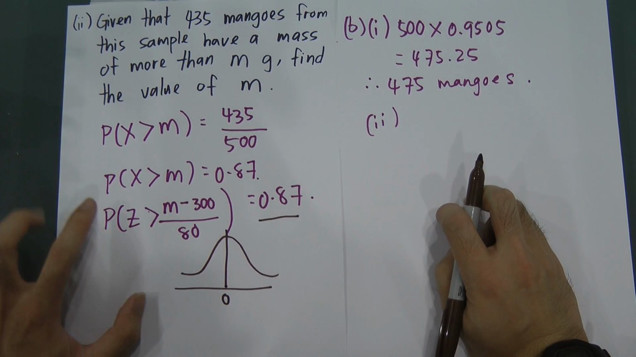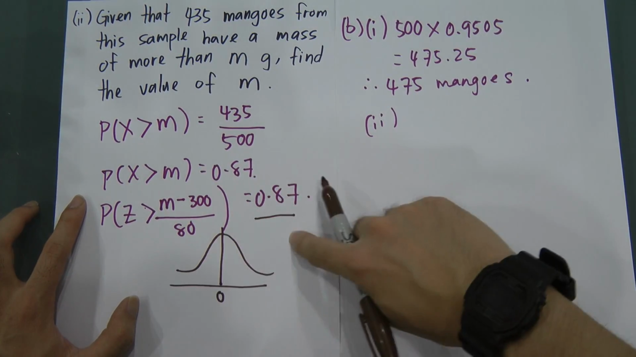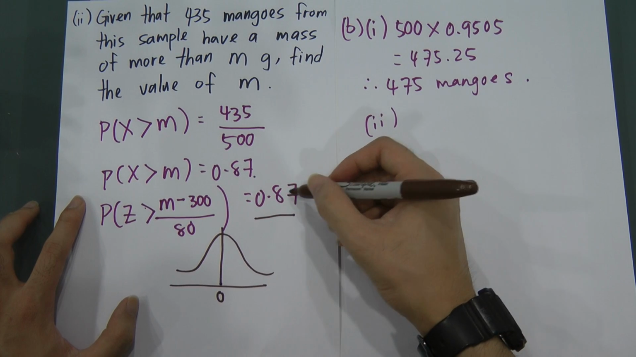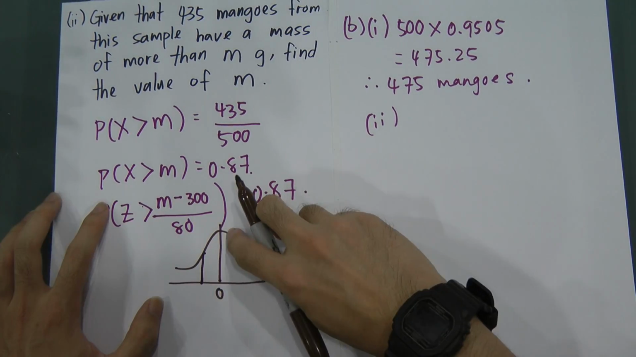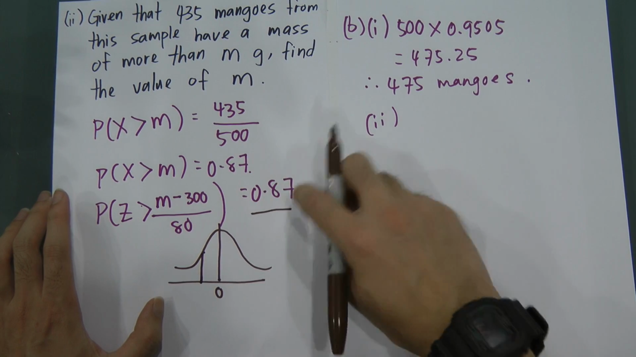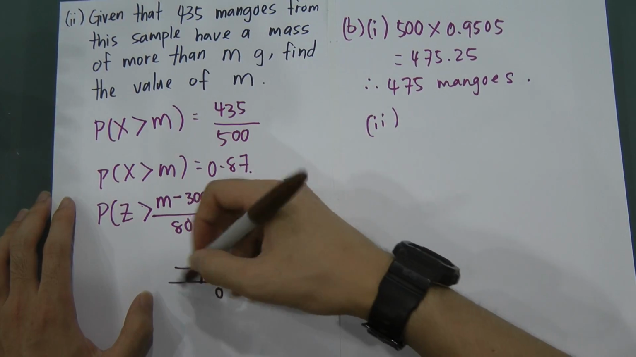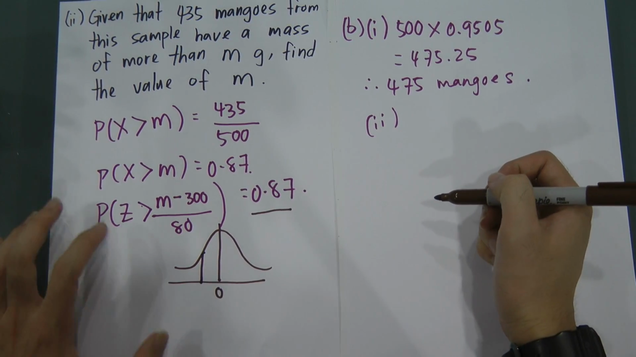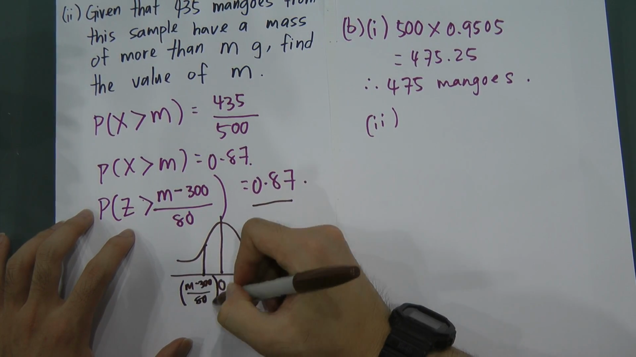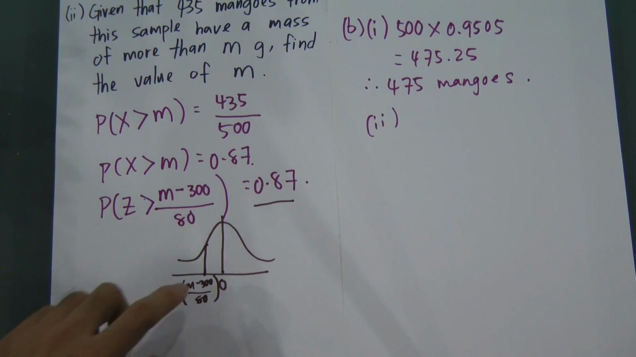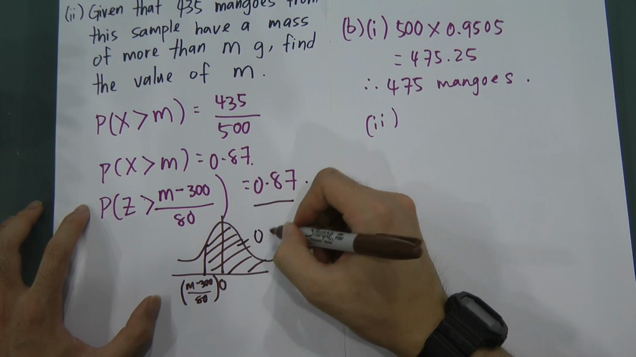I write 0 here. Okay, when Z goes this side, because it's bigger, bigger means actually go this side. When Z goes this side and is more than 0.5, I know the value will be negative. Because if the value is positive, you go this way, it is impossible to get a value more than 0.5. Because more than 0.5, you got 0.87 here, means the Z value is somewhere at negative already. So therefore, I know the whole thing will be here. M minus 300 divided by 80 is the Z value for this line. Therefore, all the shaded region here is 0.87.